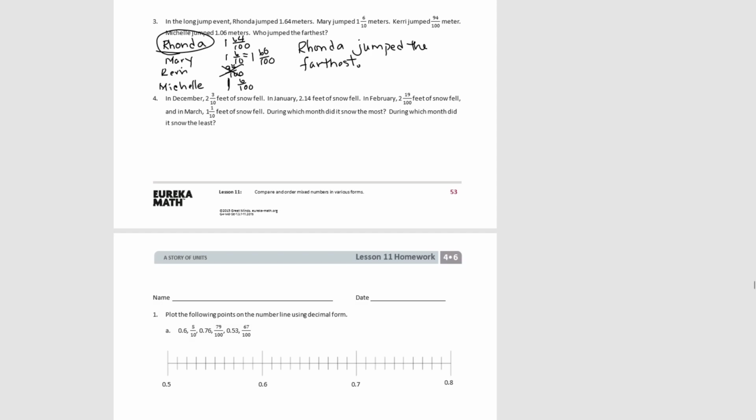Okay, for number 4, in December, 2 and 3 tenths feet of snow fell. In January, 2 and 14 hundredths feet of snow fell. In February, 2 and 19 hundredths feet of snow fell. And in March, 1 and 1 tenth feet of snow fell. During which month did it snow the most? And during which month did it snow the least?